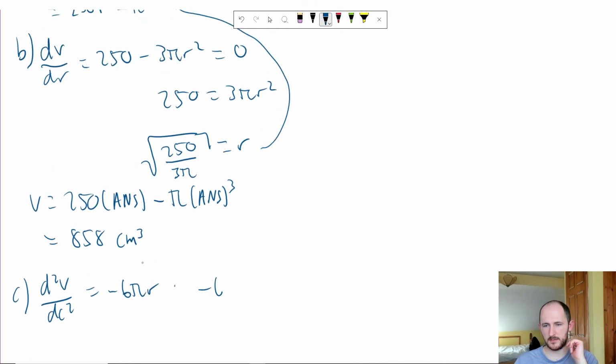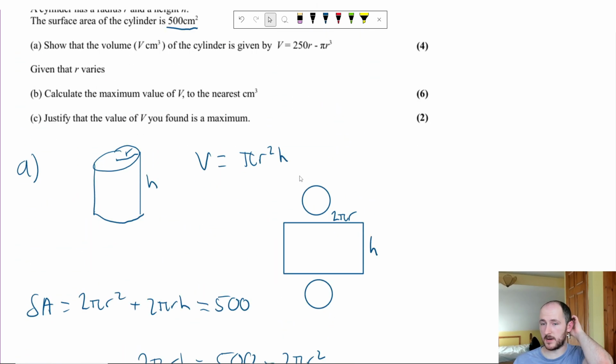Let's see how I'm going to word it. Let's do it like this. And then NS. It's of course going to give me a negative number, so it's less than 0, therefore a maximum. That's all you got to do. Really, really nice question. That 6 marks is so juicy.